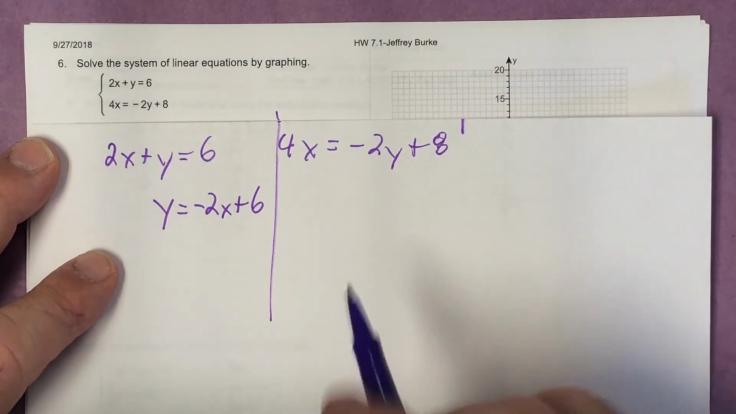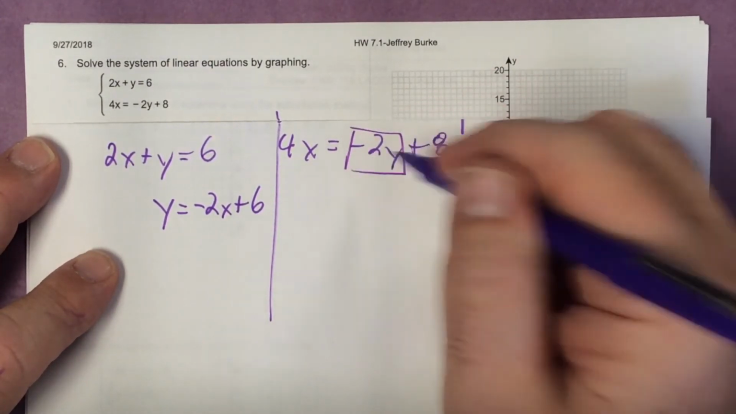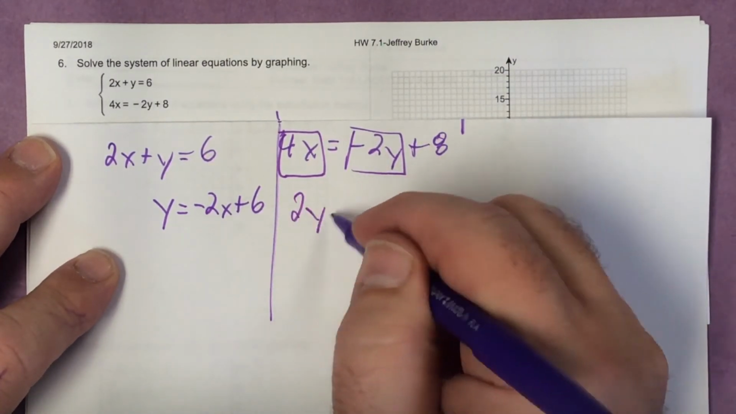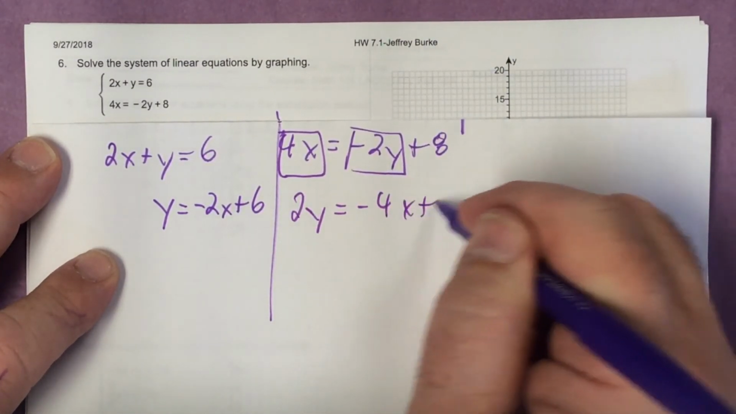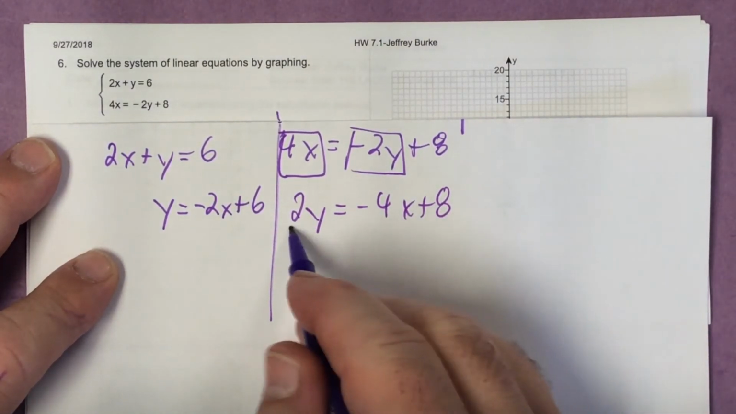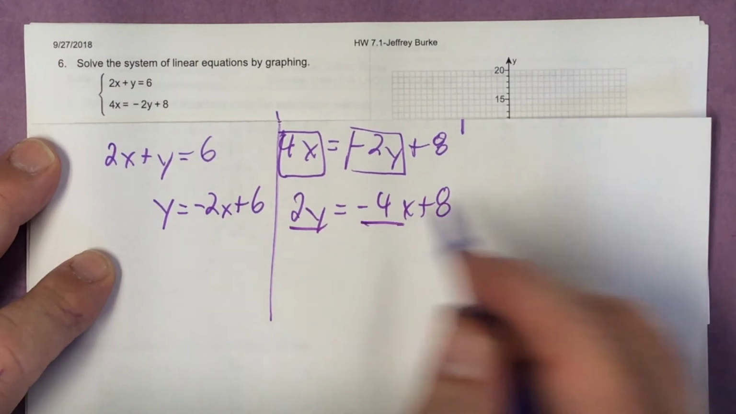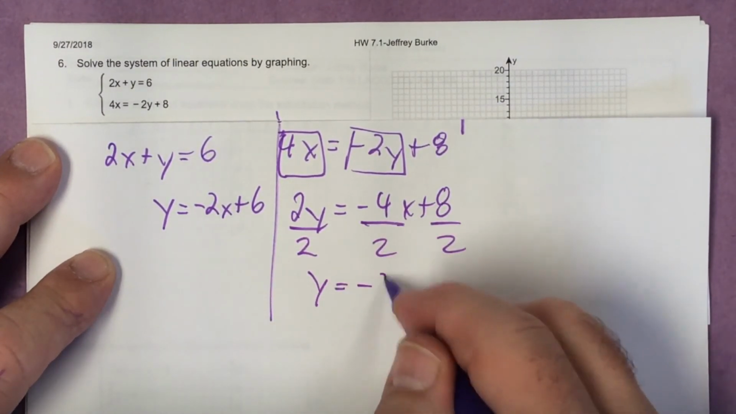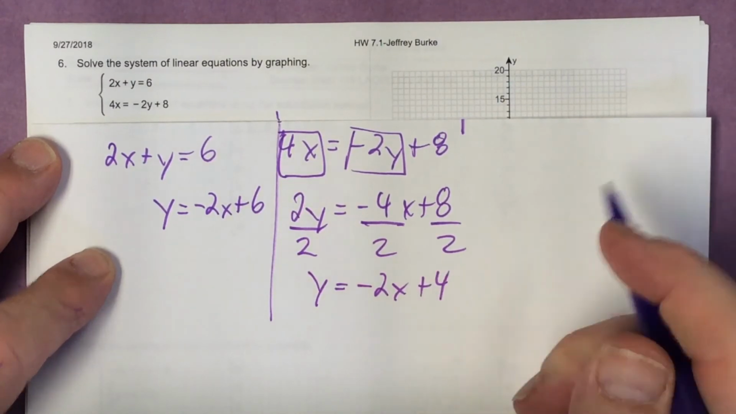If we want to write this in slope-intercept form, this needs to be moved and this needs to be moved, switching the signs. 2y equals negative 4x plus 8. And then finally, if I want to get y by itself, I need to divide everything by 2. Divide by 2, divide by 2, where y is going to equal negative 2x plus 4.